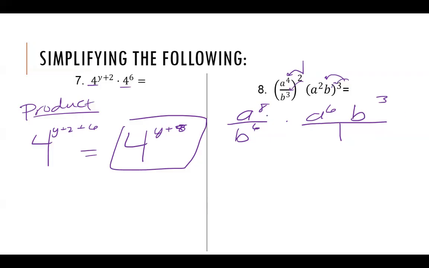Because I am multiplying straight across, I'm now going to end up using the product rule. Do we see that? Because I have a times a to the 6, which means I'm doing what to their powers? I'm adding them. So multiply, we get a to the 14 times b to the 3rd all over b to the 6.